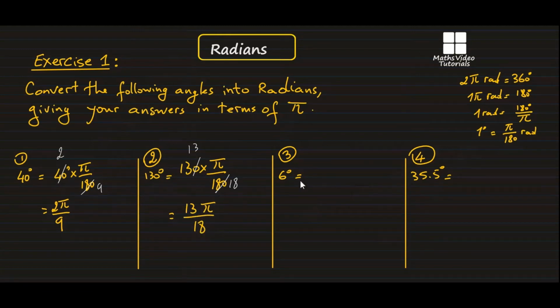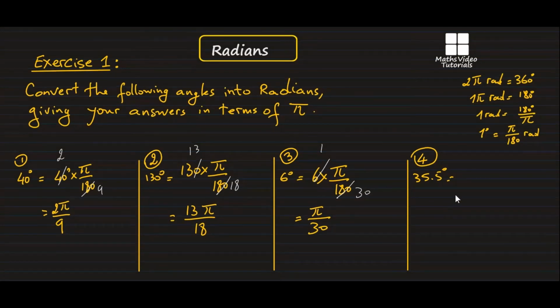Number 3, we multiply 6 by pi over 180. Here we cancel down by 6, gives me 1 here. Cancel down by 6 gives me 30. So the answer is 1 pi, or pi over 30.